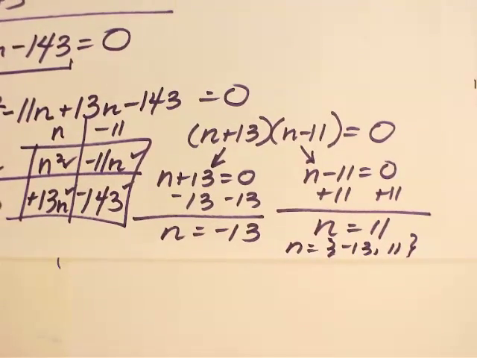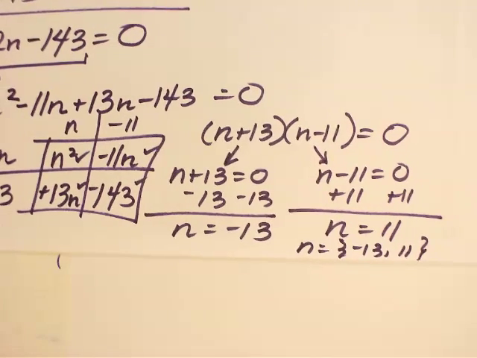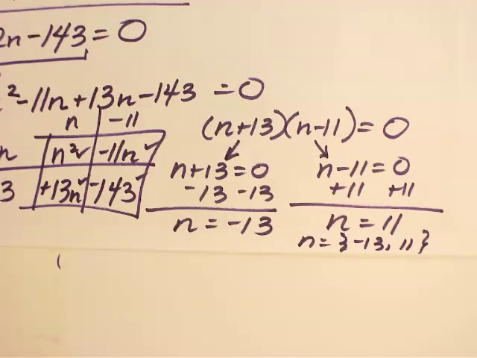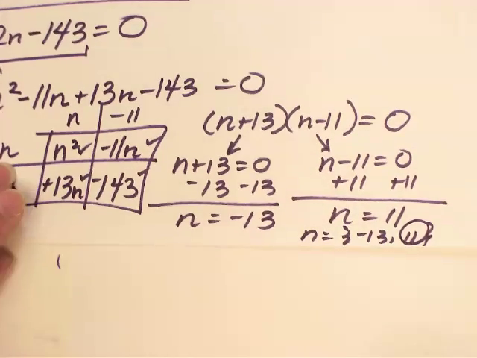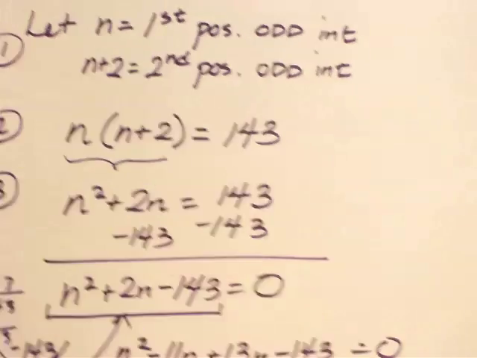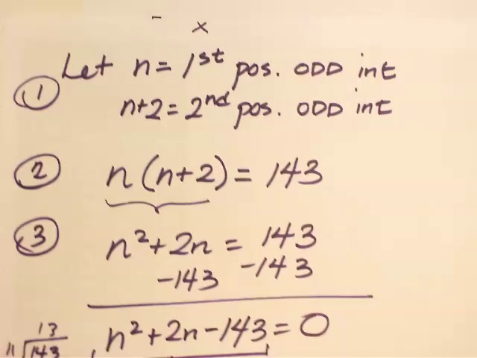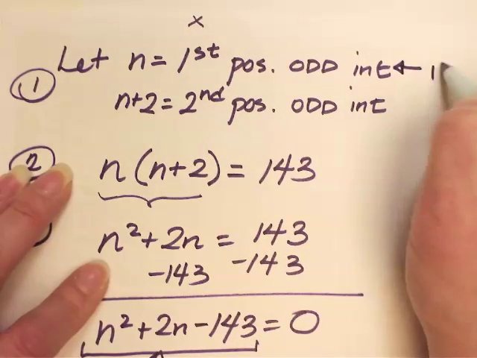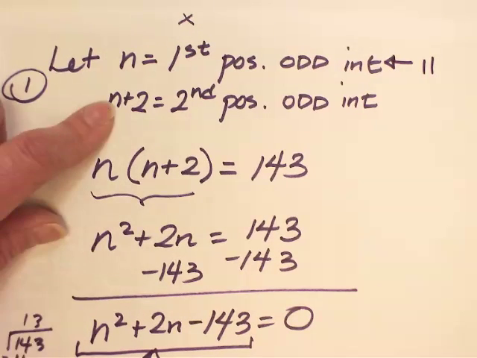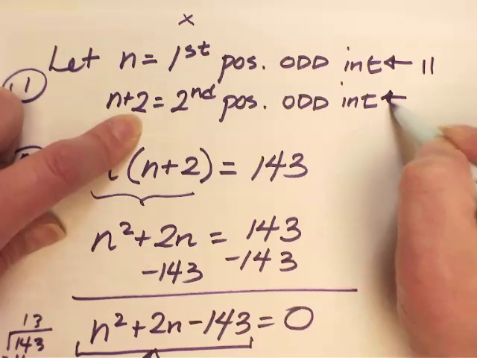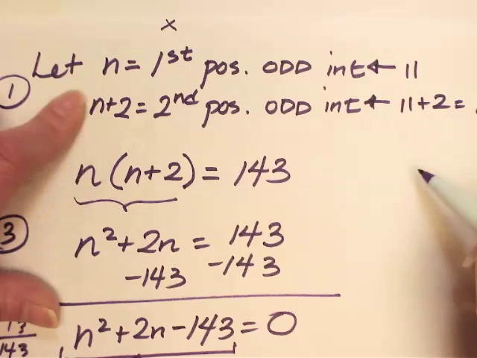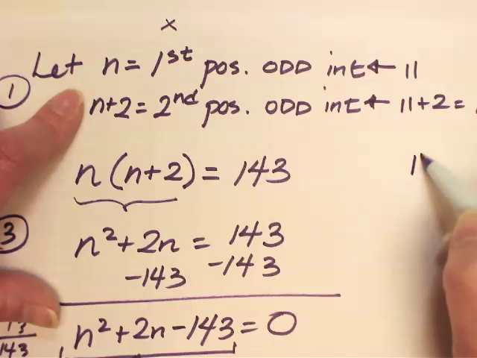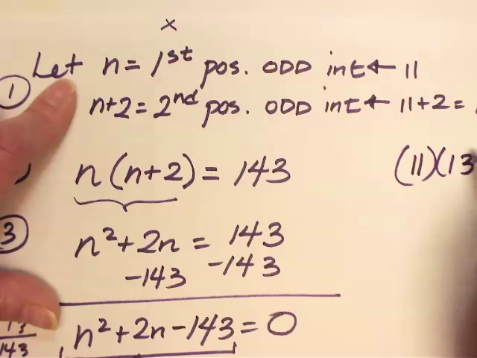I need the positive case. So if I take the positive case, that would mean my solution here would be n equals 11. Okay, so if n is 11, let me go back to the beginning of my problem once again. N is 11. If n is 11, then n plus 2, that would be 11 plus 2, would give me 13. So my two integers would be 11 times 13 would have to give me 143, and that works.